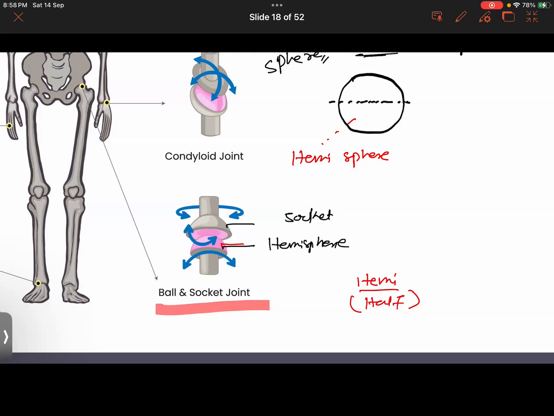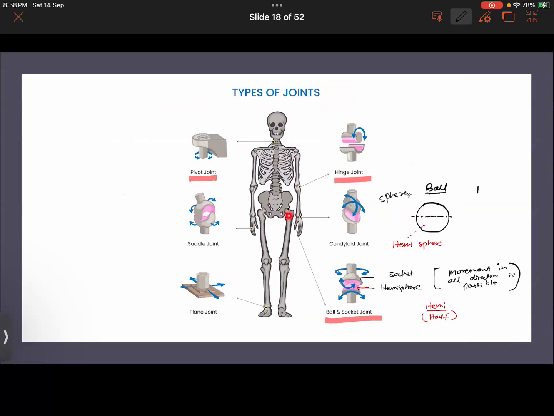So you have a partial spherical structure present inside a socket, which allows movement in almost all the directions. Movement in all directions is possible in the case of a ball and socket joint. It is present in our pelvic area, like in our hip, and it is present in our arms also.